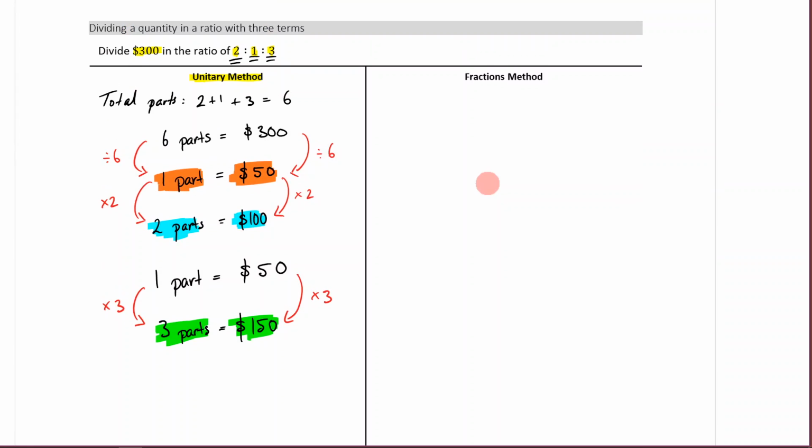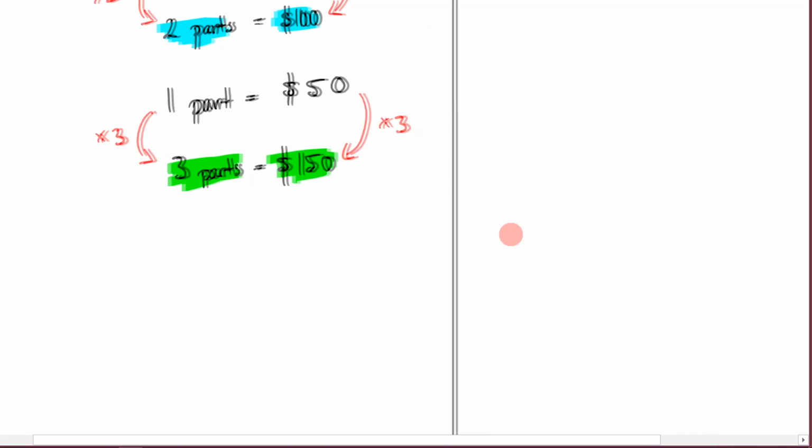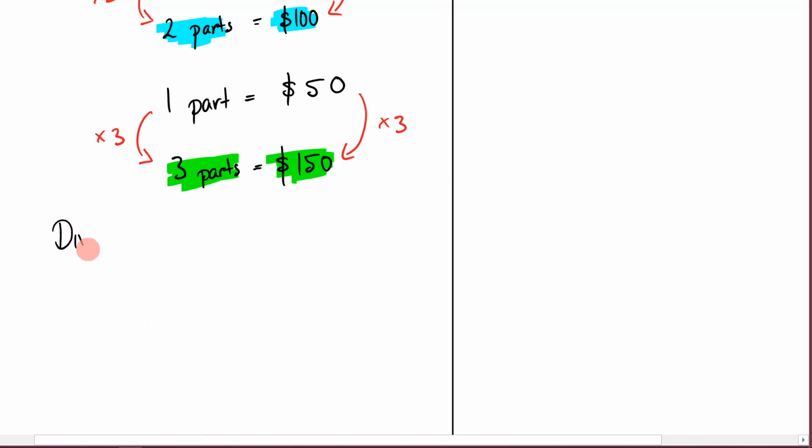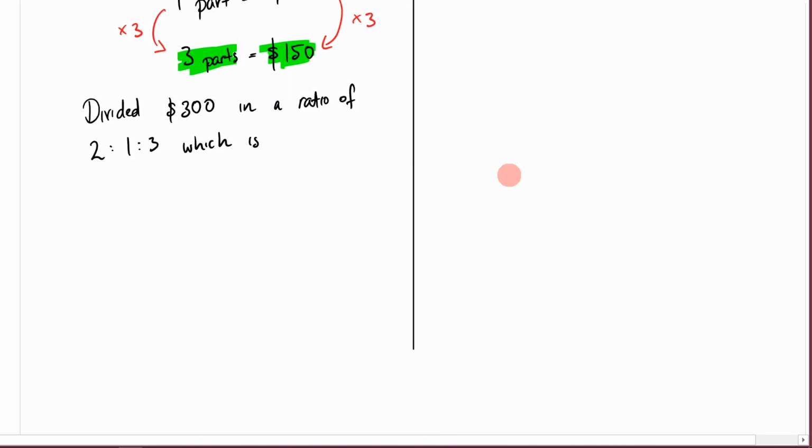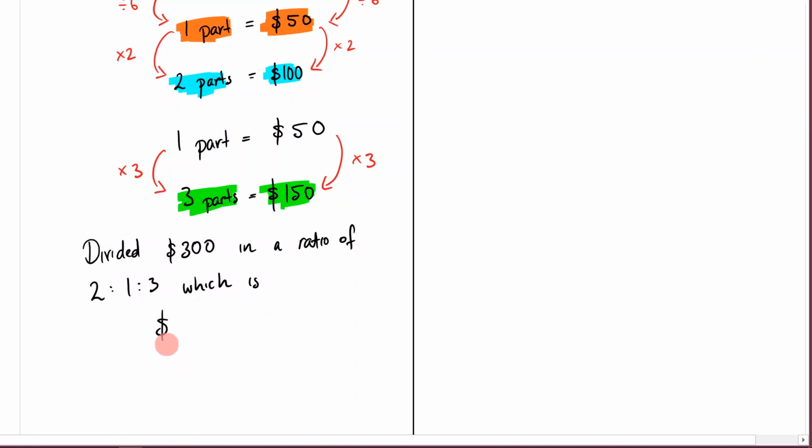So if we wanted to, we could color code this even more, just to make it even clearer of what we've done here. We have found that 2 parts is $100. We have found that 1 part is $50. And we have found that 3 parts is $150. So make sure that you write your final answer down. So what we have done is we have divided, so I might write this as a sentence, we have divided $300 in a ratio of 2 to 1 to 3, which is $100 for 2 parts, $50 for 1 part, and $150 for 3 parts.